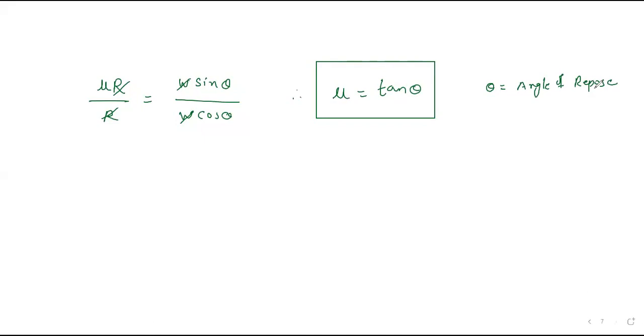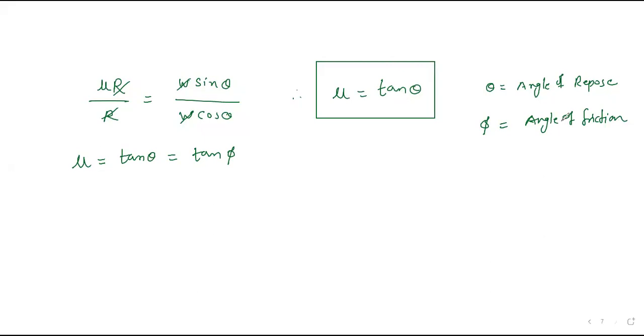That is angle of repose. And theta is nothing but the angle of repose, and phi is the angle of friction. Okay, so finally I can say over here that mu is equal to tan of theta, which is equal to tan of phi, where theta is equal to angle of repose and phi is equal to what? Angle of friction.